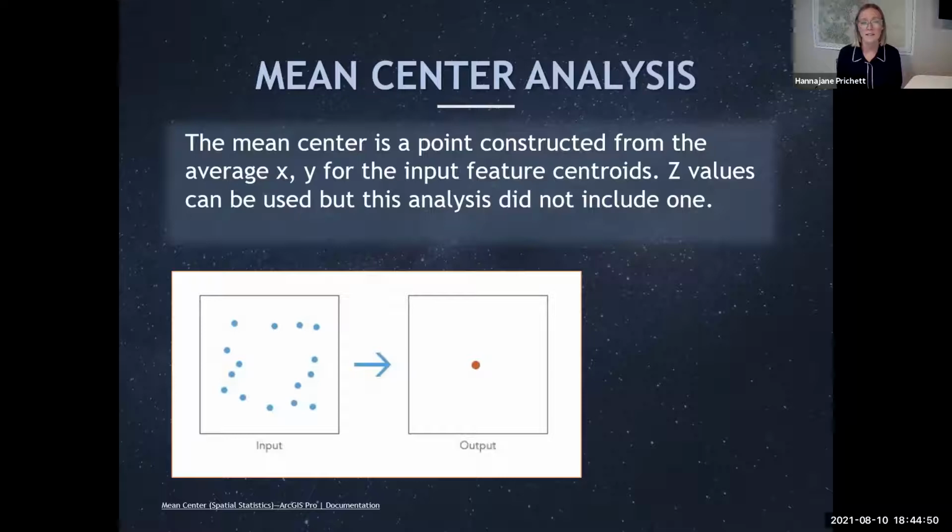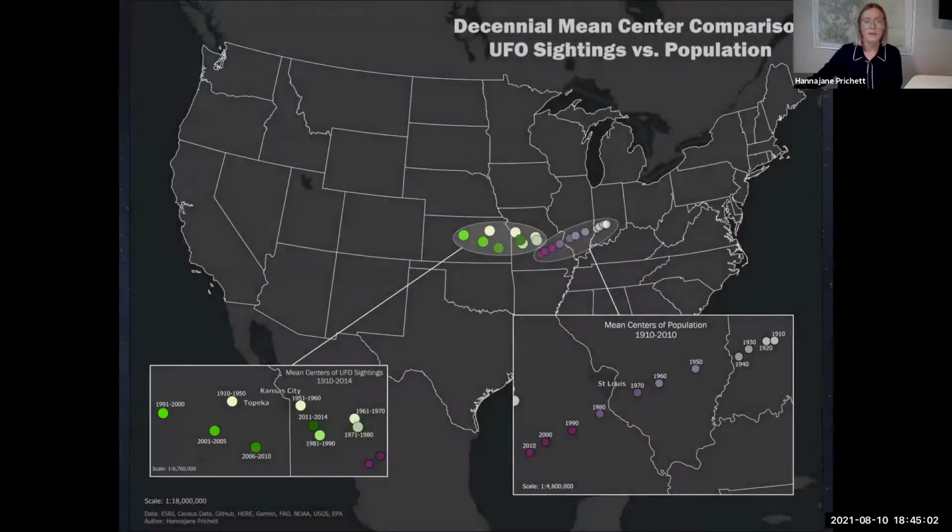First, a mean center is a point constructed from the average X and Y and, if available, Z values for the input feature centroids. For this analysis, only X and Y were utilized. So here is the mean center analysis. As you can see, population is decennial, while sightings are split into years according to volume of data within each subgroup. This gave a more accurate representation of the mean centers of sightings over time.